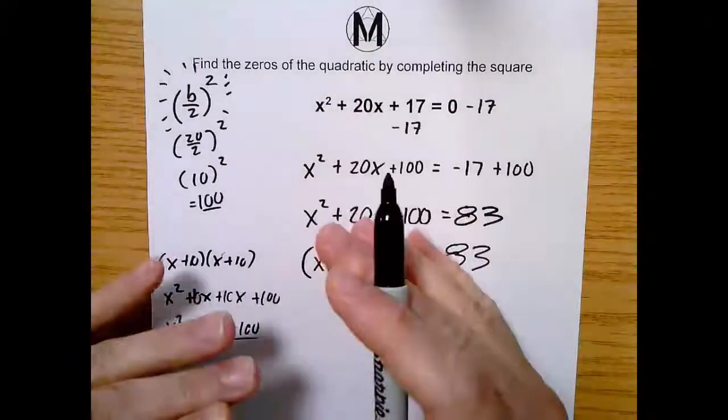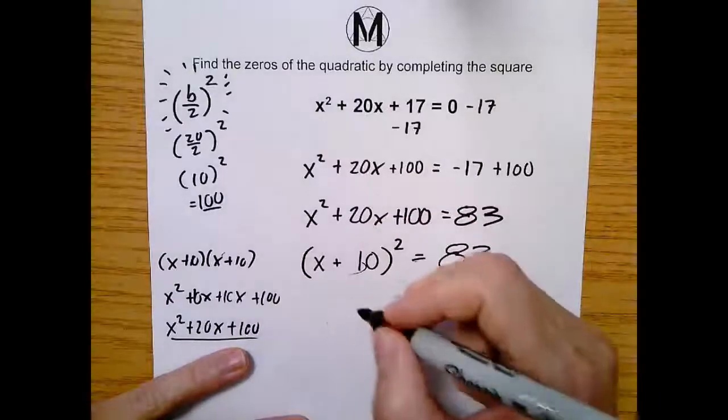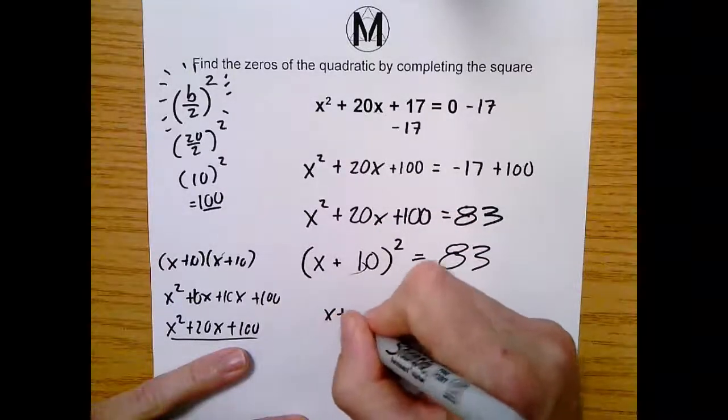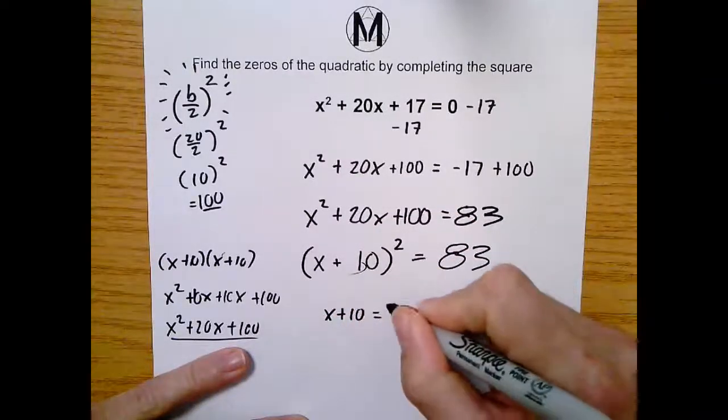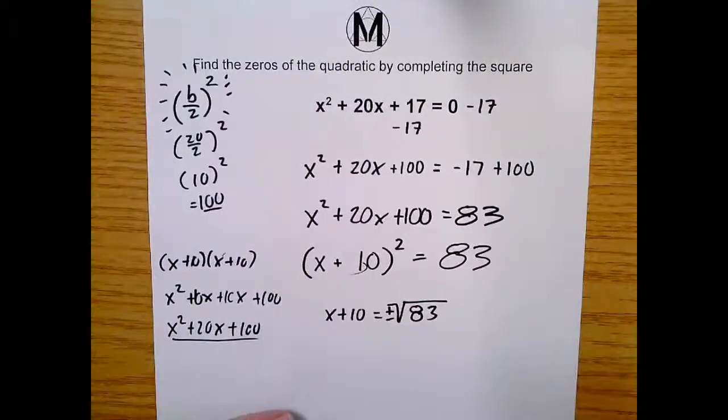Well, what's the opposite of squaring? We use the square root. So if I square root both sides, I'll be left with x plus 10 is plus or minus the square root of 83.